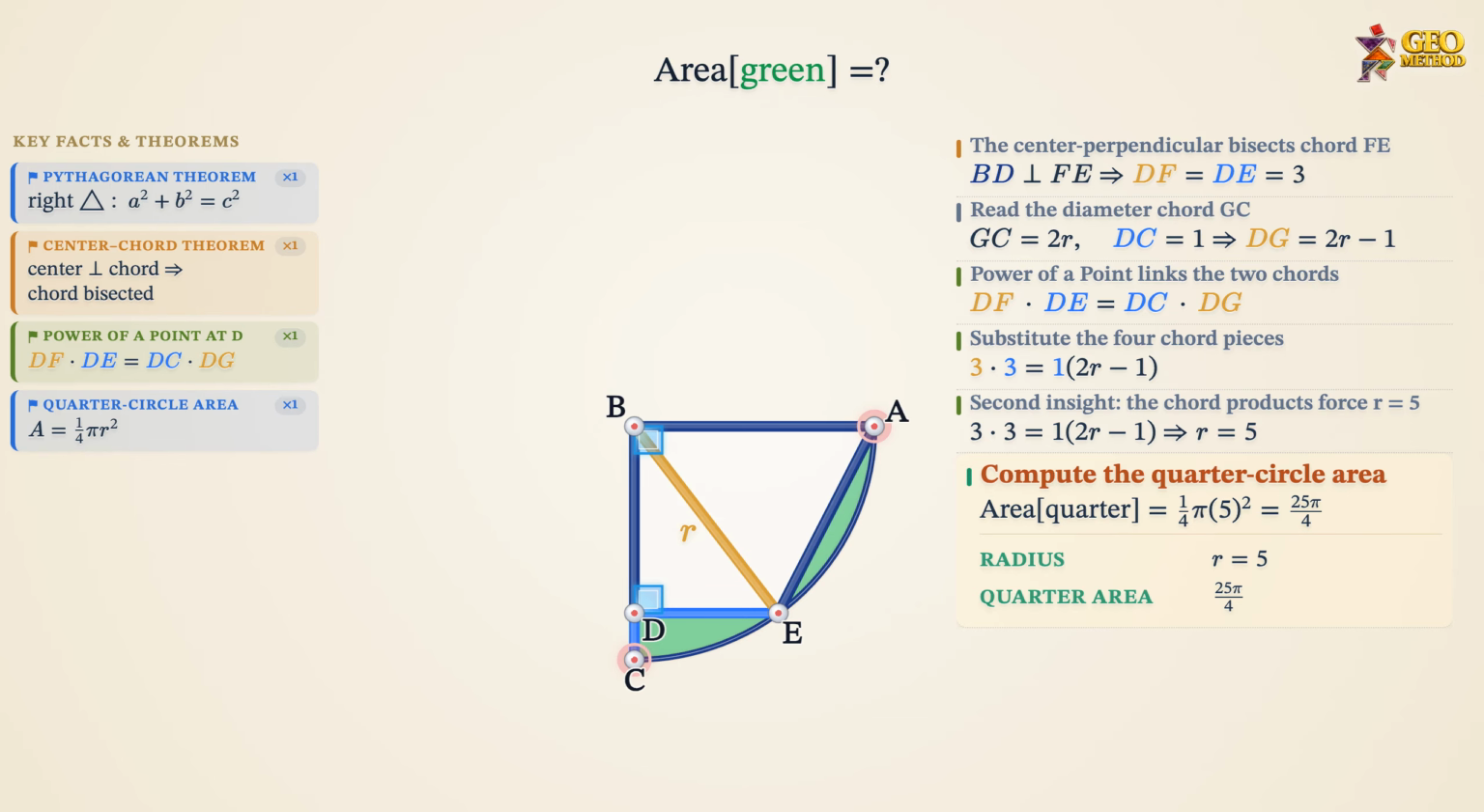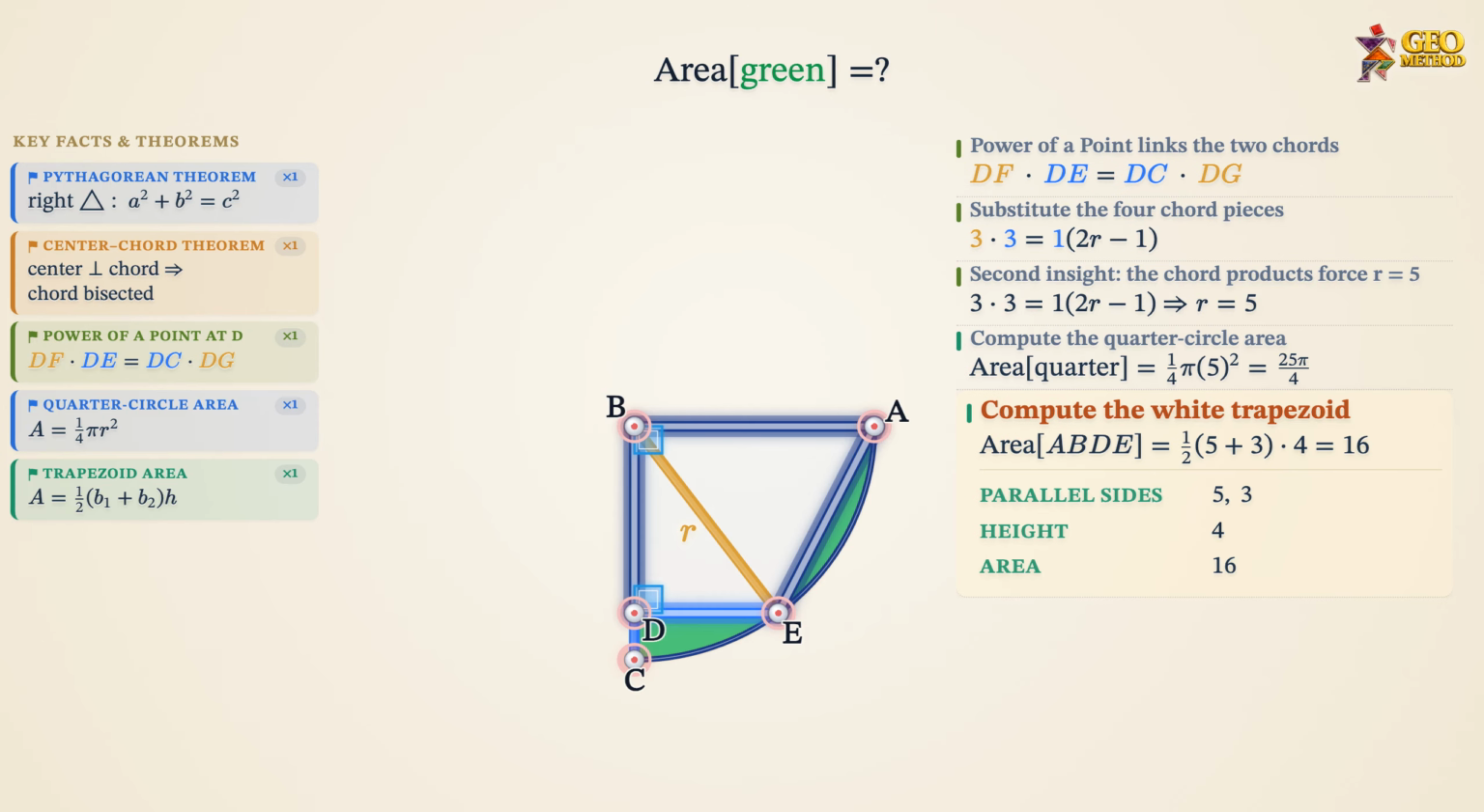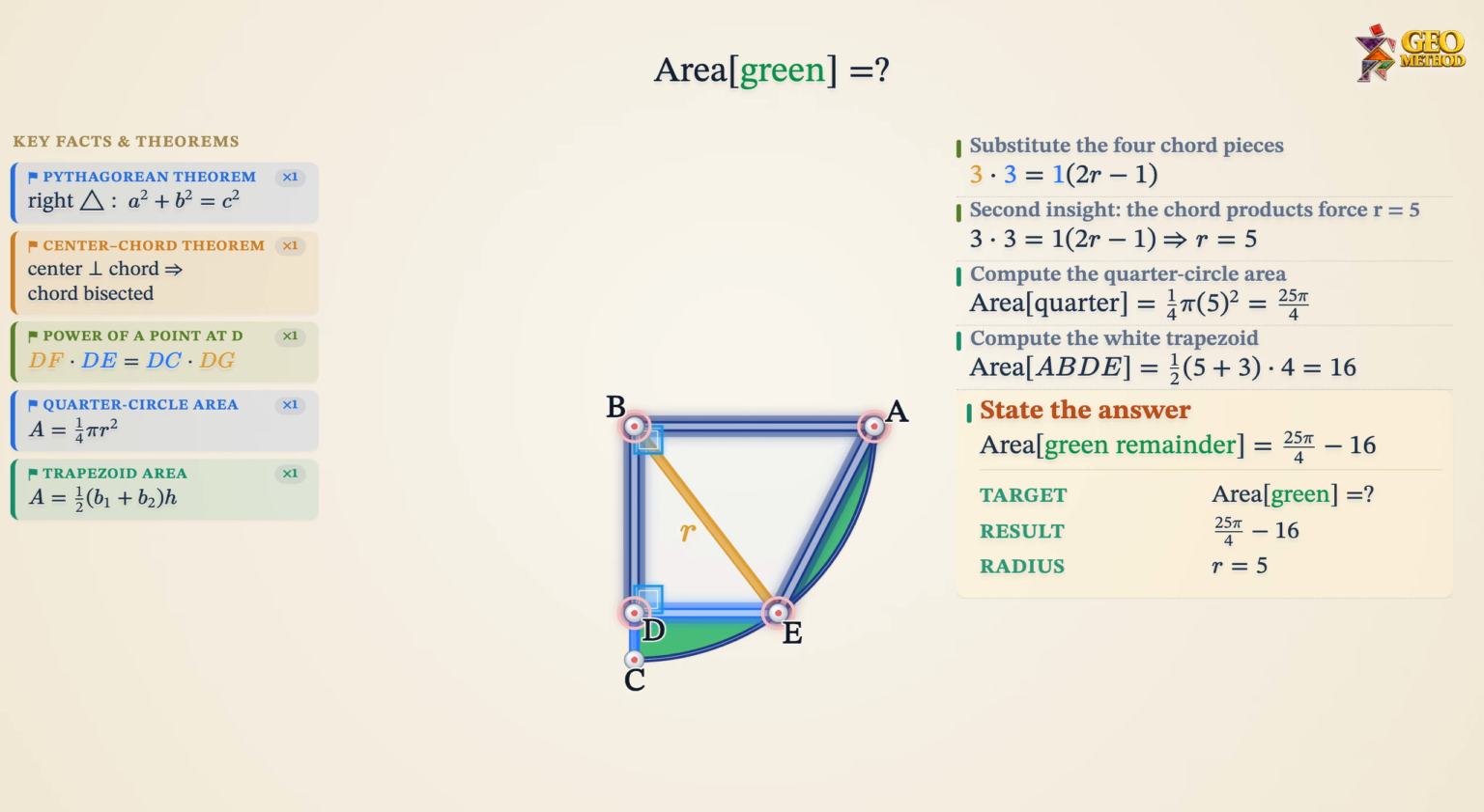With radius 5, the quarter circle area is 1/4 of pi times 5 squared, which is 25 pi over 4. The white trapezoid has parallel sides 5 and 3 and height 4. Its area is 1/2 times their sum times 4, which is 16. The green remainder is the quarter circle minus trapezoid ABDE. Therefore, its area is 25 pi over 4 minus 16.